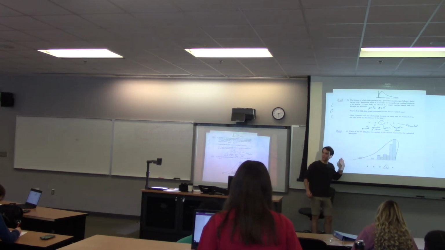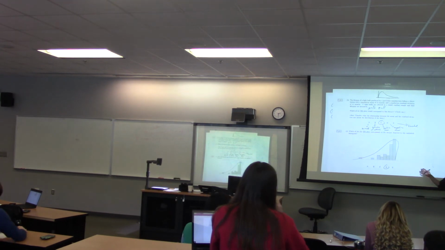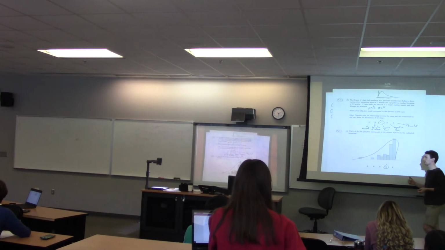Sometimes this is called left skewed. The other direction is positively skewed. It points in the positive direction. Sometimes that's called right skewed. But the tail tells you the direction of the skew.